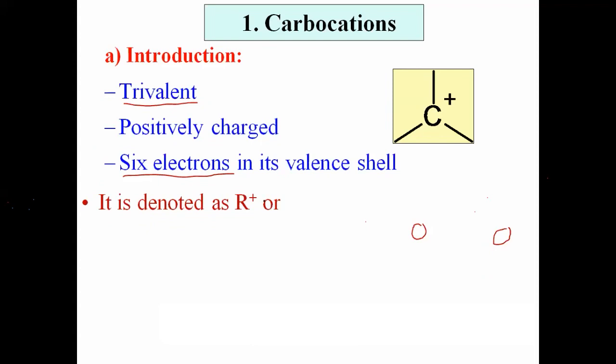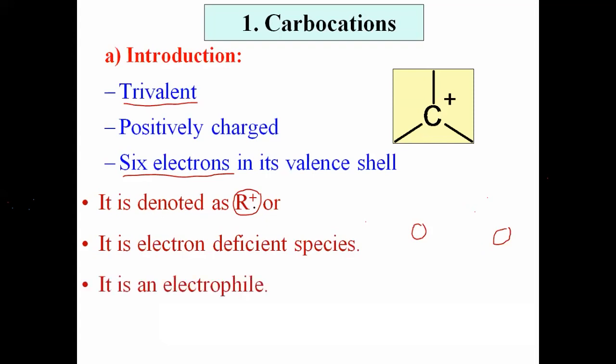Carbocations are denoted by R plus, or they may be denoted by C plus also. Then it is an electron deficient species. Why is it electron deficient? Because in a carbocation there are only 6 electrons in its valence shell, meaning it has 2 electrons less to complete its octet, so there is a deficiency of electrons. Therefore we can say that it is an electron deficient species.